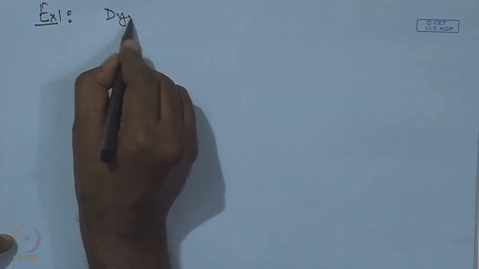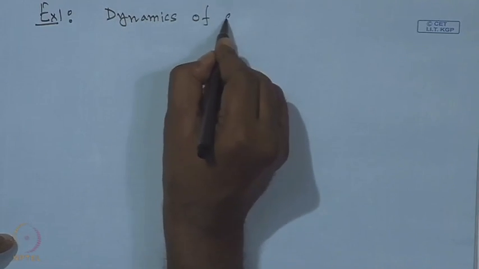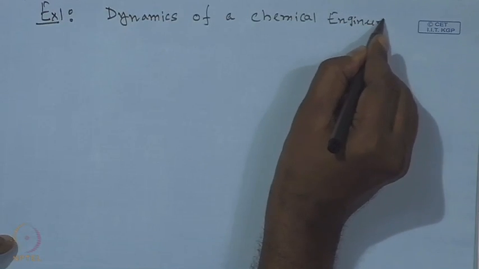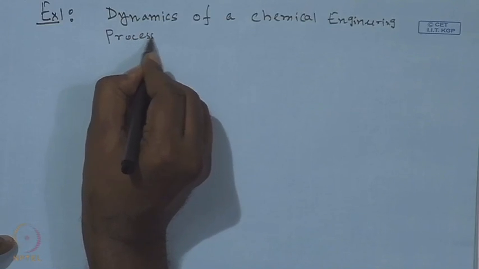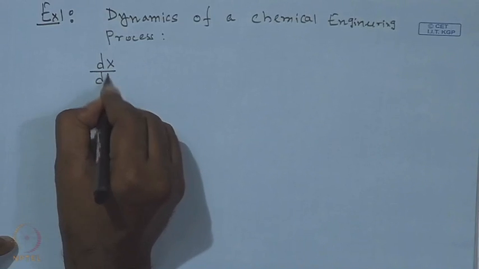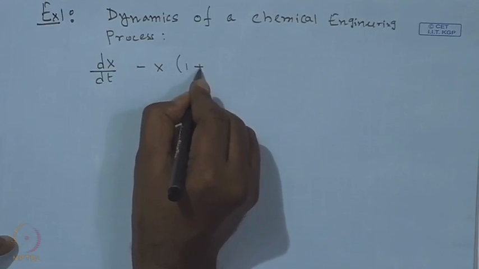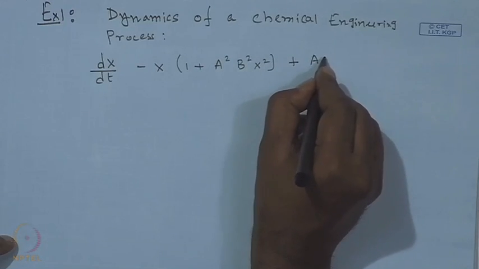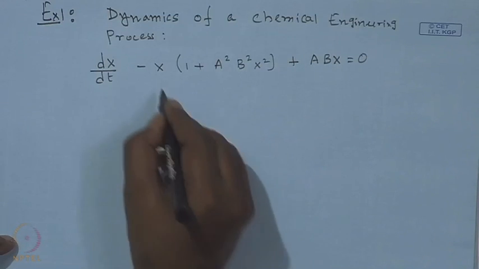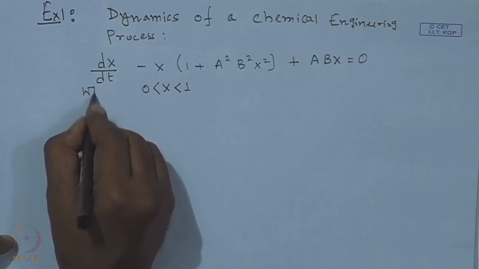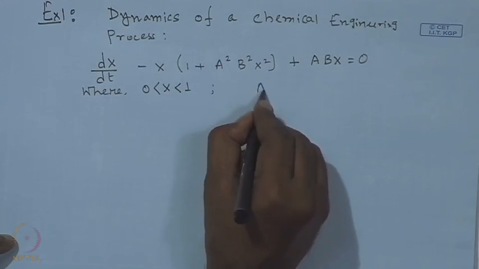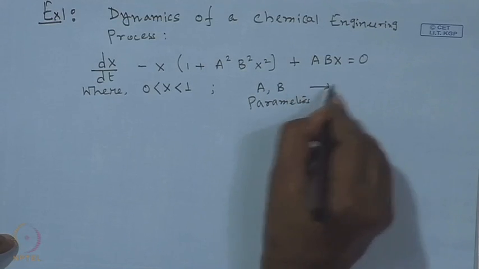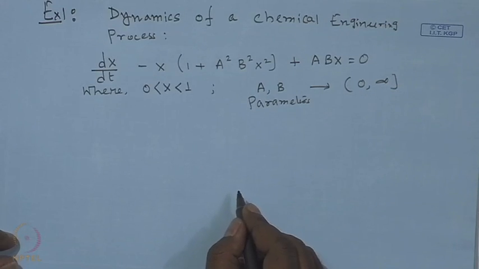Let us say the dynamics of a chemical engineering process is given by this mathematical expression: dx dt minus x into 1 plus a square b square x square plus a b x is equal to 0, where x lies between 0 and 1, and the parameters of the system, a and b, belong to the domain 0 to infinity. They can assume any values from 0 to infinity.